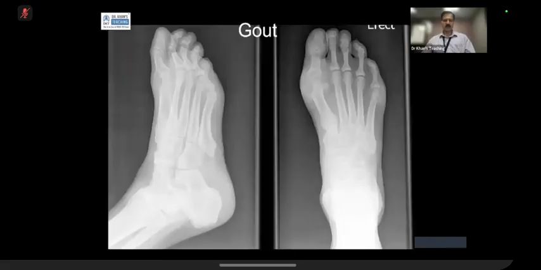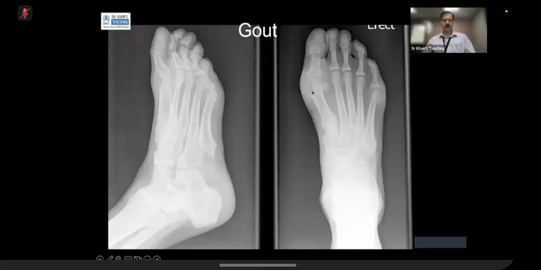So as far as gout is concerned, classical, of course, the most common is first metatarsophalangeal joint. And then you go into details of the erosion. There is overhanging margins of the erosions. By the way, the fifth is also involved.